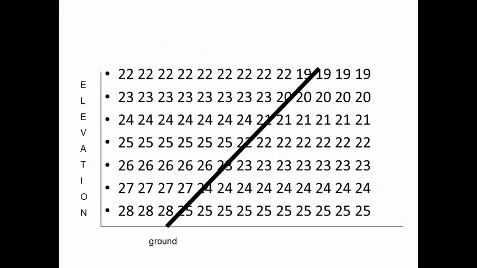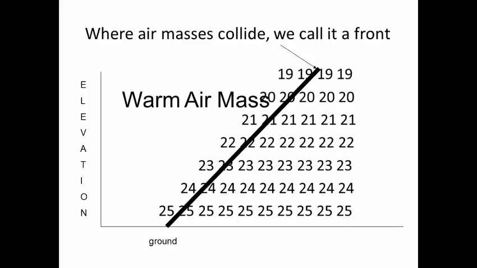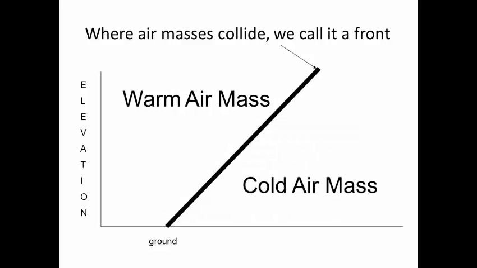When air masses collide, it is known as a front. Notice that the temperatures on the left side of the front are warmer than the right side. This would be considered a warm air mass, and the other side a cold air mass in comparison with the warmer air on the left.